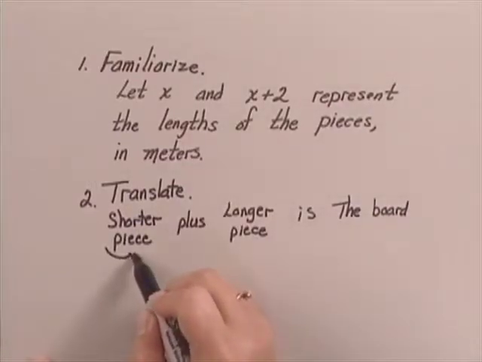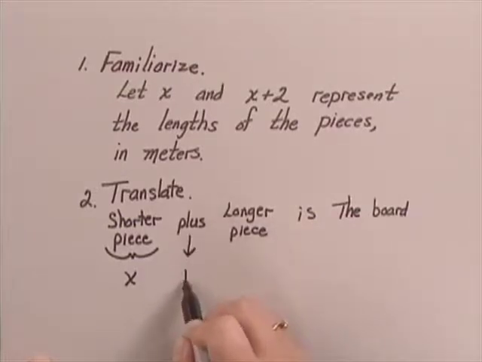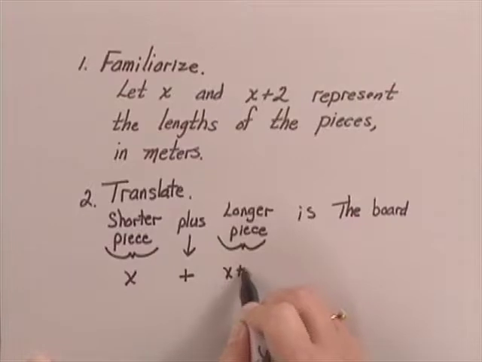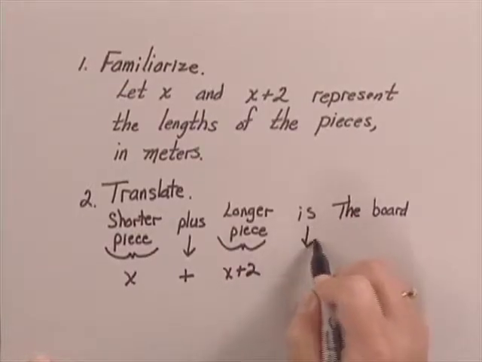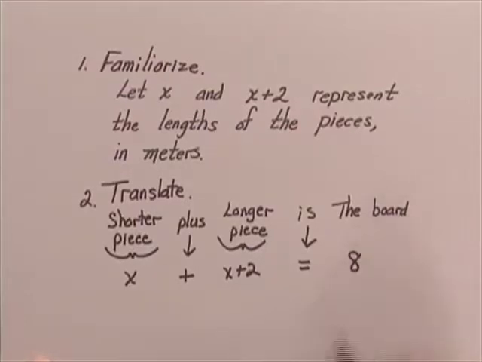The shorter piece, we said, had length x, plus the longer piece, we said, had length x plus 2, translates to equal, and the board is 8 meters long. So we have an equation, x plus x plus 2 equals 8.